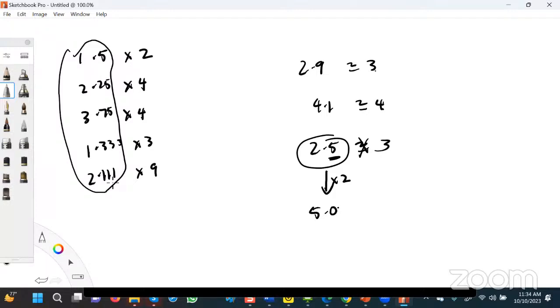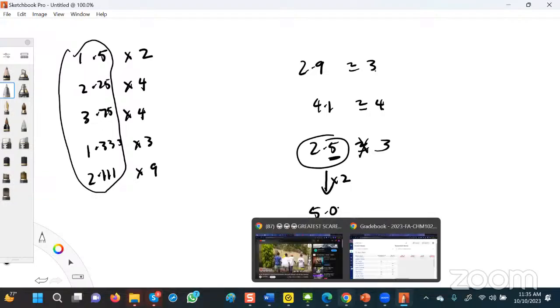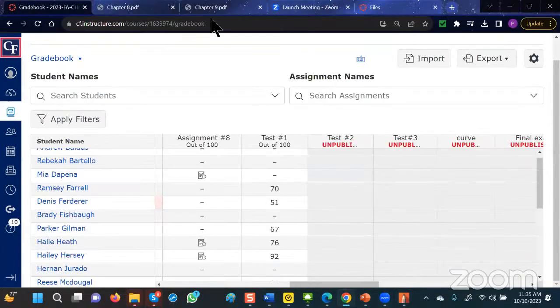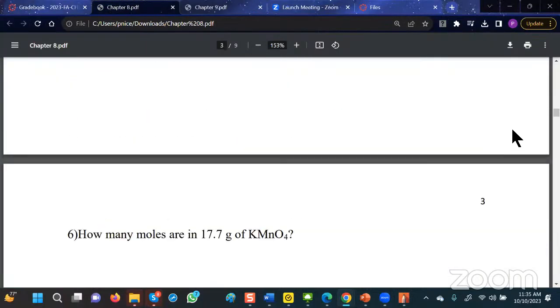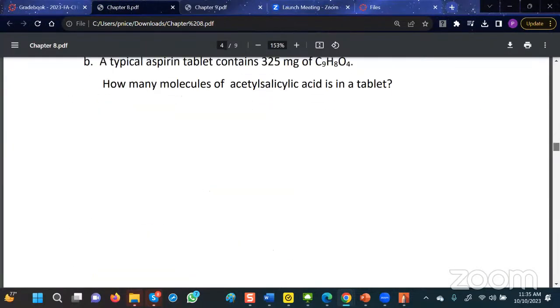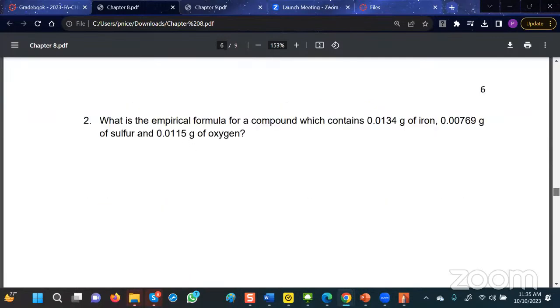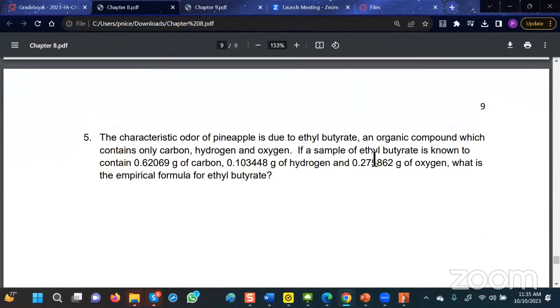Yes, for the last question on the worksheet for the empirical formula, I had one of them that ended with a 5.8, so I just rounded it off to 6. I wasn't sure if that... Which one is that? It's the very last one. Let me see. The very last one? The number 5 on page 9. This one? Yeah.